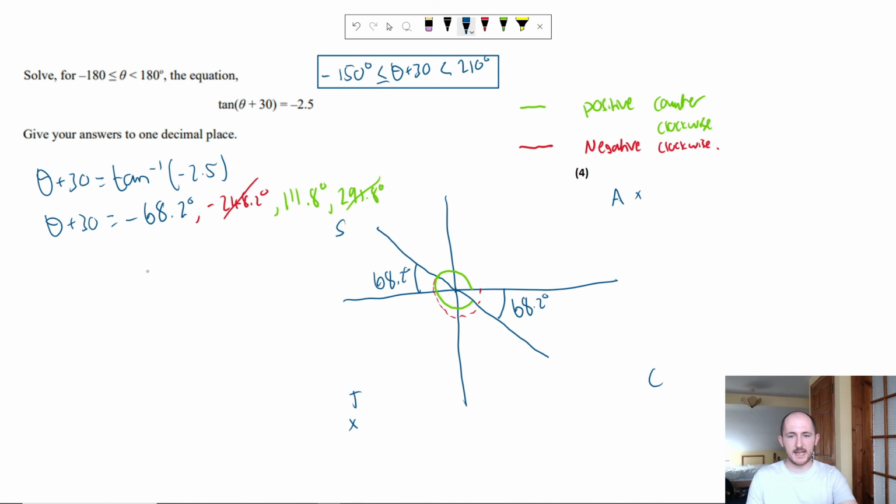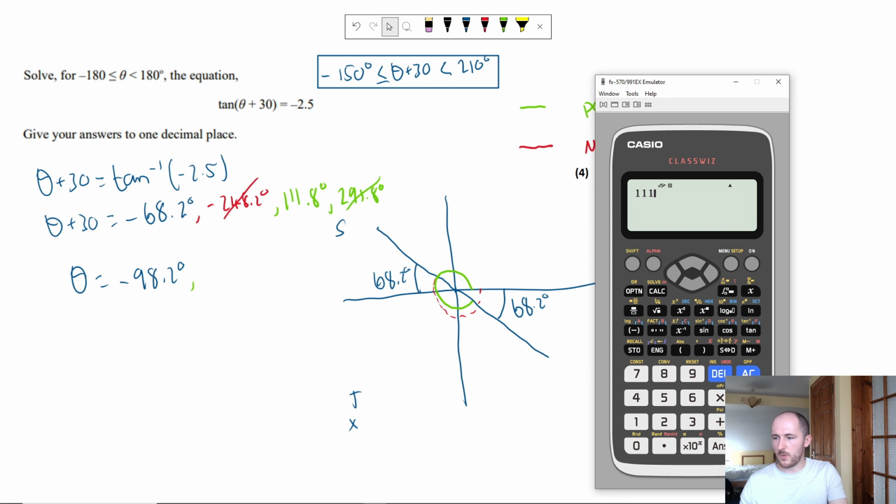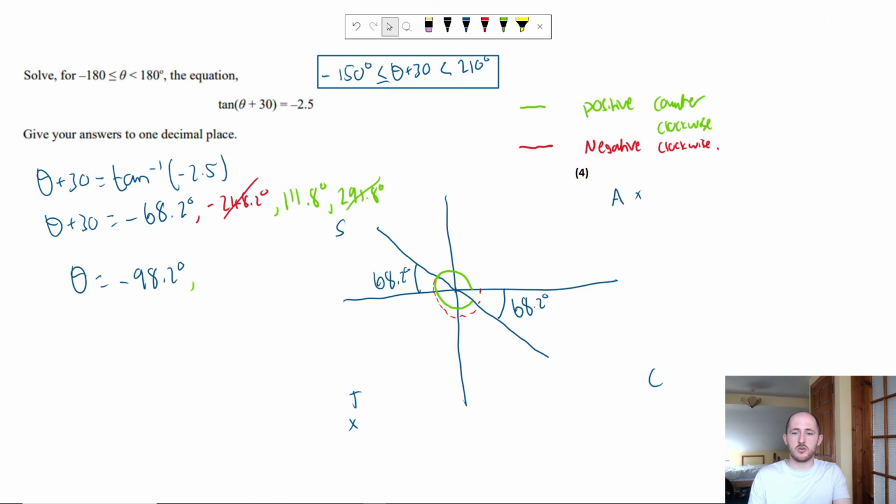Because that's theta plus 30. We're looking for theta. So now we need to subtract 30 from all of these values. Again, these two we don't need to bother because we know they're going to be outside the range because we adjusted our range. Smart. So minus 30 from this. You can use a calculator if you like. I'm not going to judge you. And the green one, if we subtract 30... Oh, I lost my calculator for a second there. 111.8 minus 30 degrees is 81.8 degrees. Those are our two values.